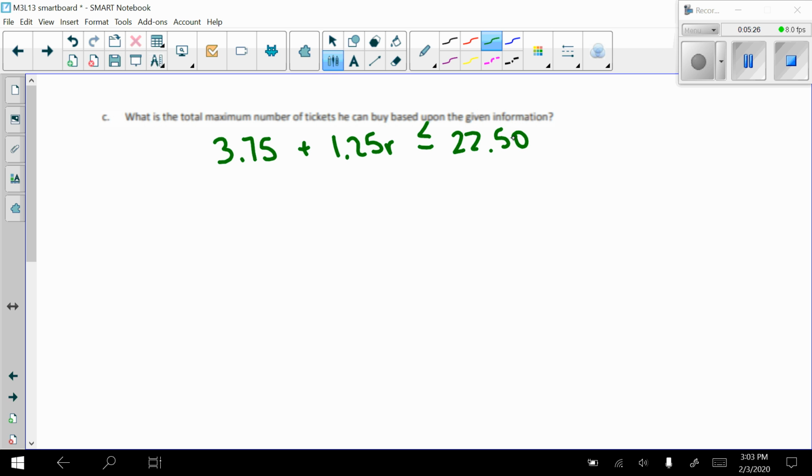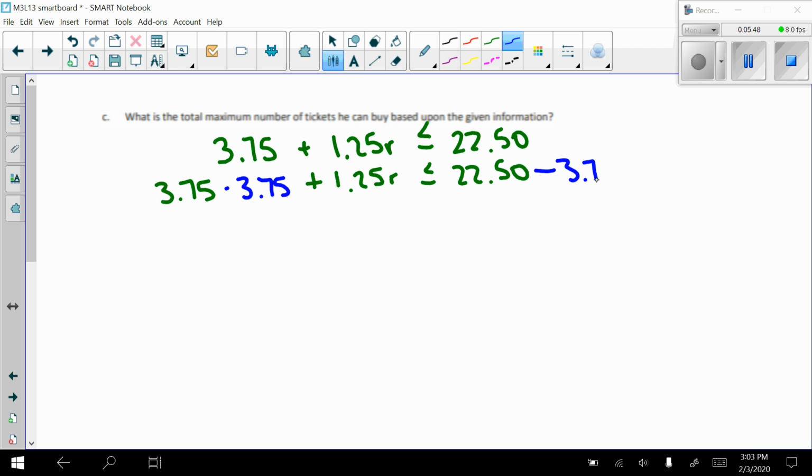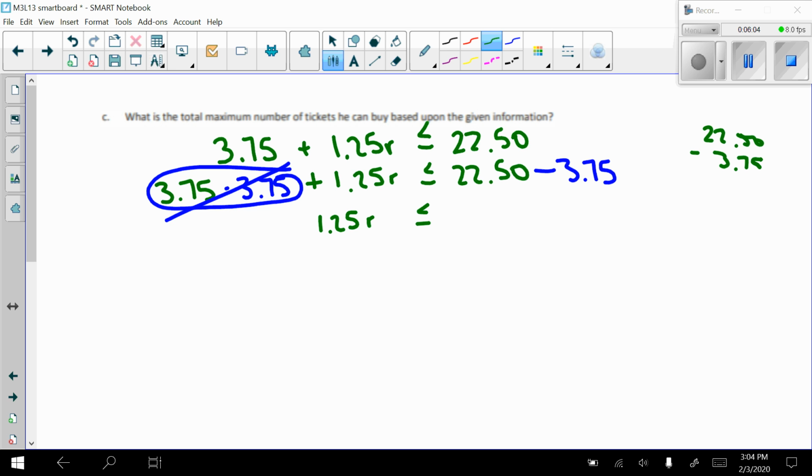So let's work through this. Our constant is 375. So 375 minus 375 plus the $1.25R is less than or equal to 2250 minus 375. So I know this cancels, leaving me with 125R is less than or equal to, and on the side, 2250 minus 375.